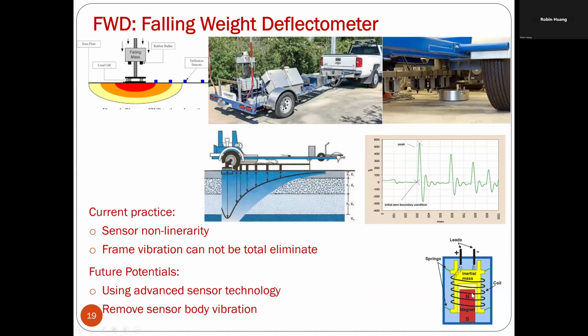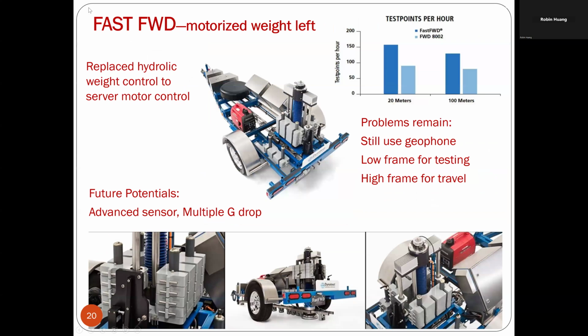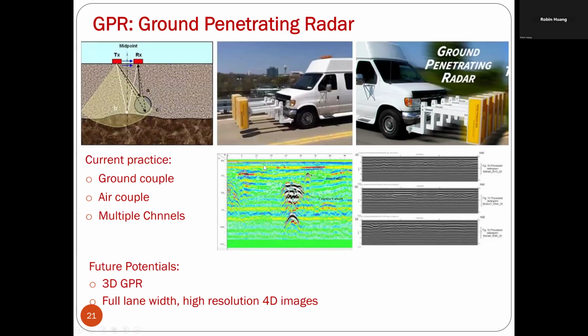This is the sensor used for the FWD. The fast FWD versus the old traditional FWD: the traditional one used a hydraulic mechanism to lift the weight. The fast one uses a motor, some kind of linear motor, to lift the weight and drop it to the ground. This is about 3 times faster than the traditional FWD.